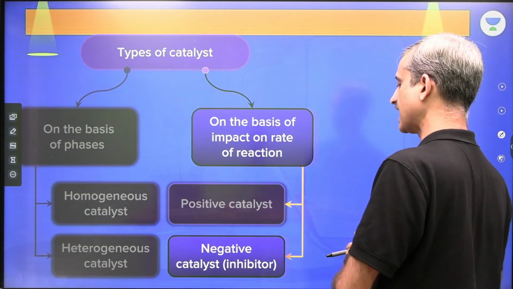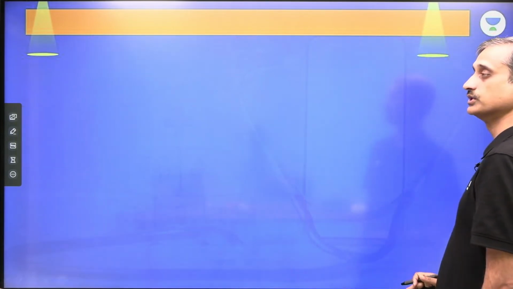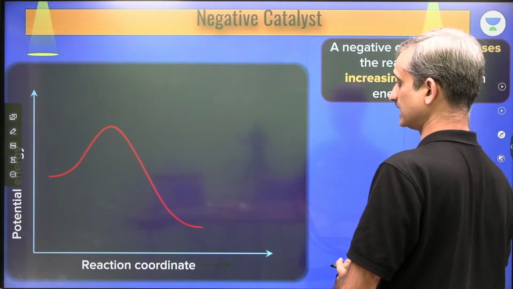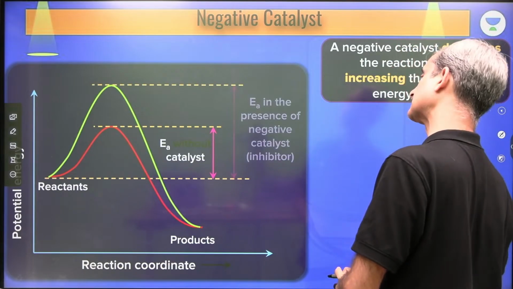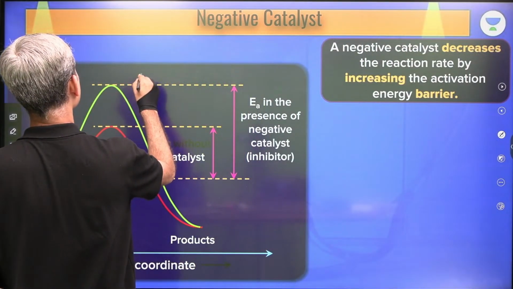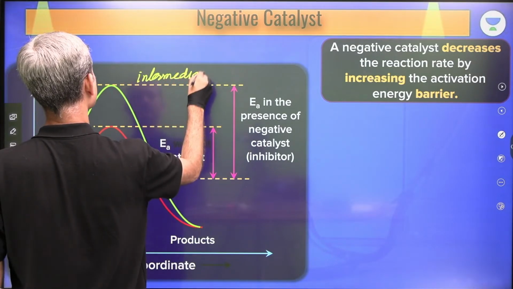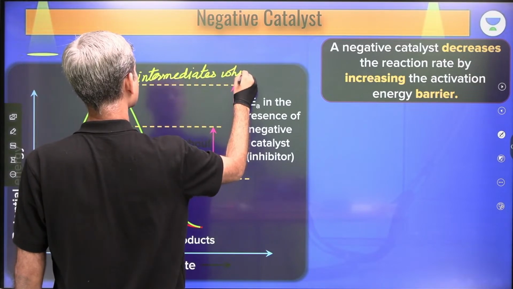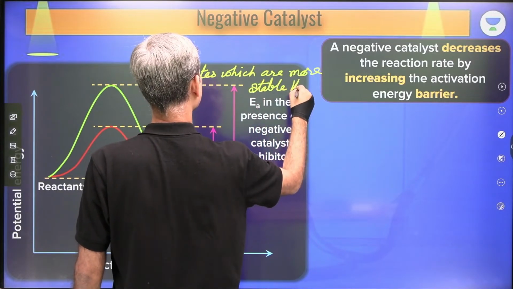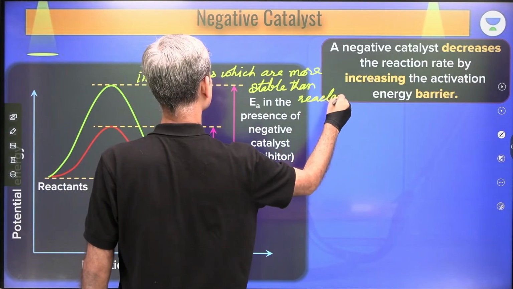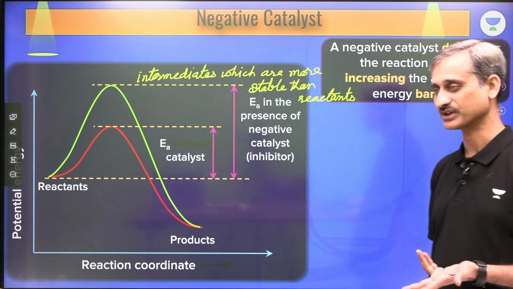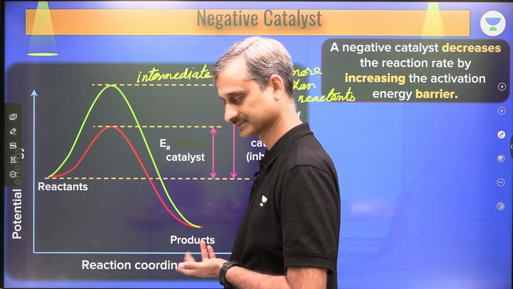So on the basis of the impact on the rate of the reaction, we have negative catalysts, which are called inhibitors, and inhibitors are going to decrease the rate of the reaction. So that's what we have, the reactants, products, and it actually increases the activation energy. Why do they increase the activation energy? They form intermediates which are more stable than reactants. So that is why they require even a higher activation energy to react. Okay.